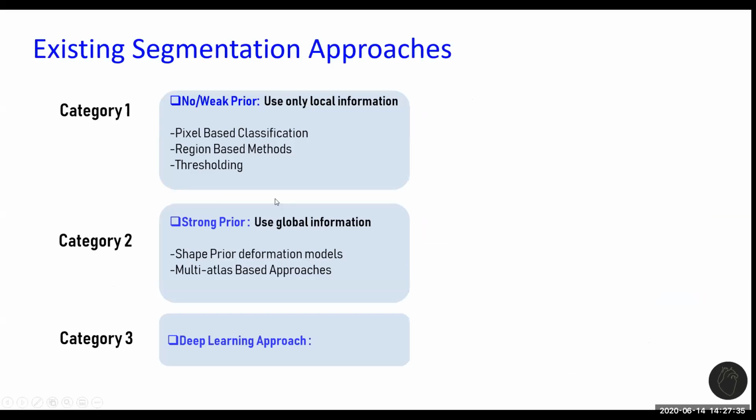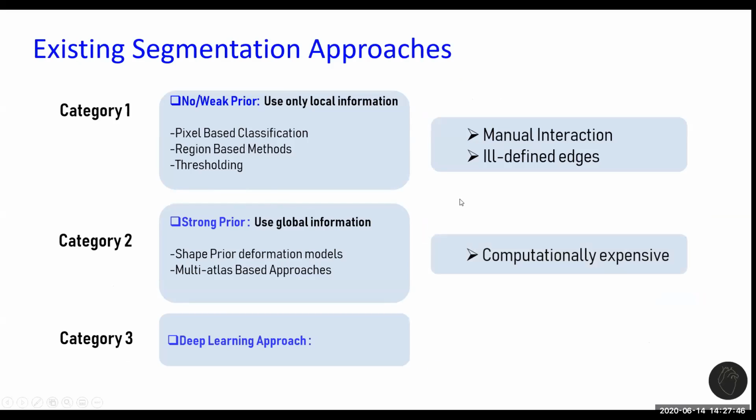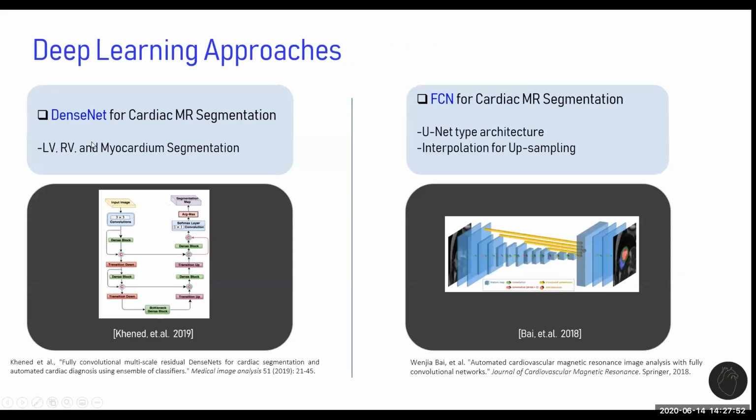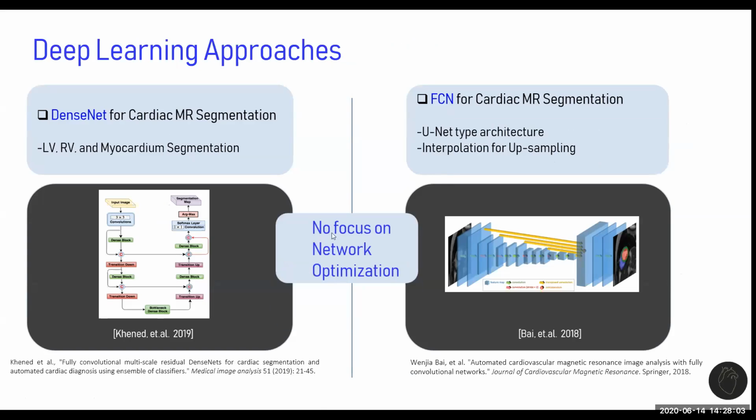There are several existing segmentation approaches which are broadly classified into three categories, such as weak prior-based and strong prior-based approaches. Nevertheless, they have disadvantages. So deep learning-based approach is getting very popular recently. Two of the authors use DenseNet and fully convolutional networks for LV, RV, and myocardium segmentation. However, none of the research work focused on network optimization. So that is the motivation of our research.